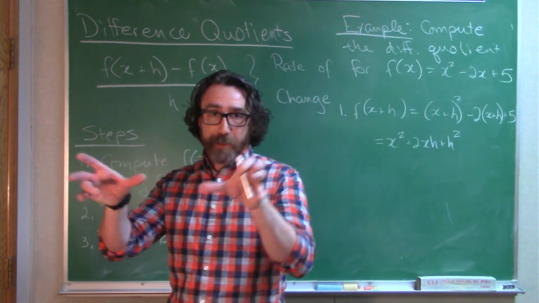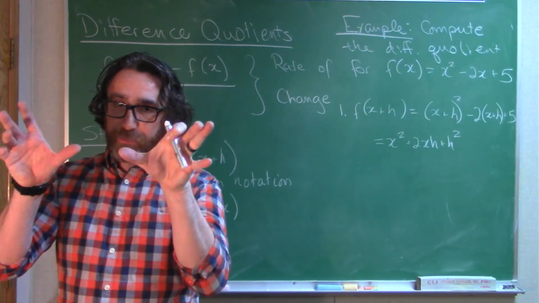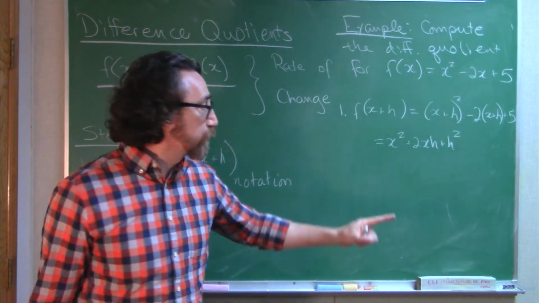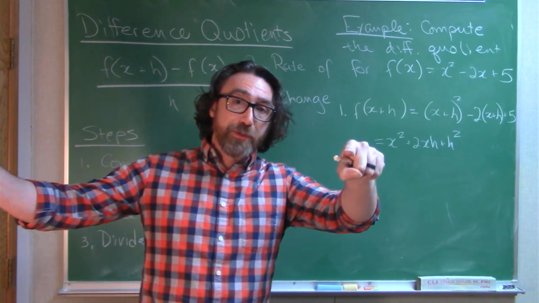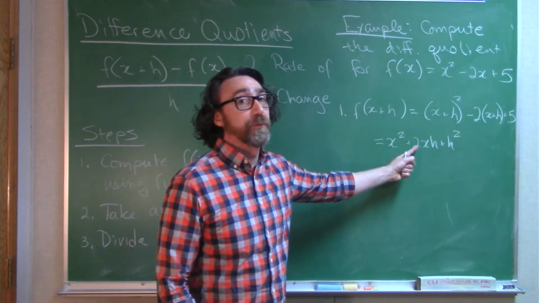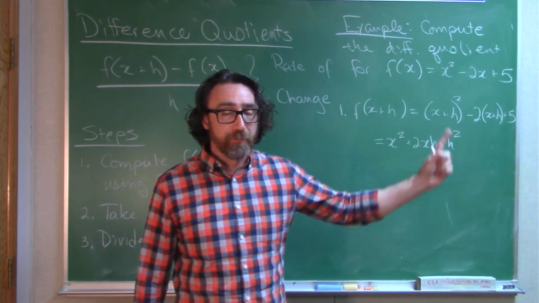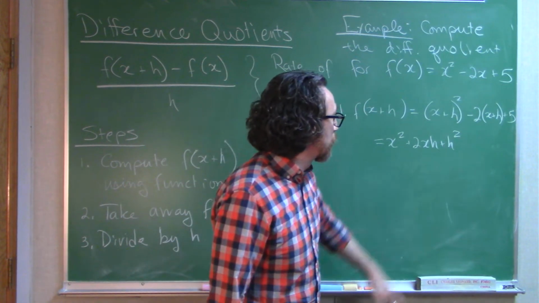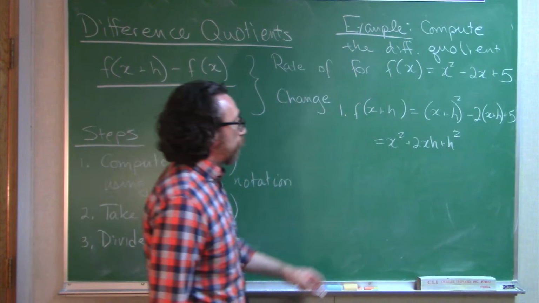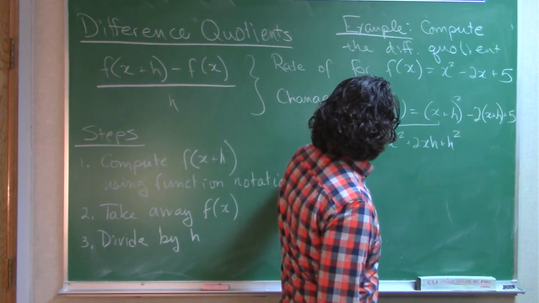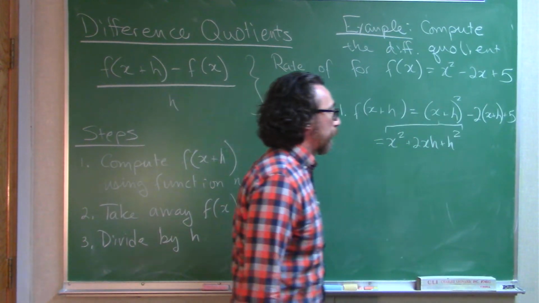You have to visualize it. X plus h times x plus h. First times first is x squared. Outside times outside is xh. Inside times inside is another xh. That's why we've got a 2 here. And then finally, last times last is h squared. So this expands out right there.